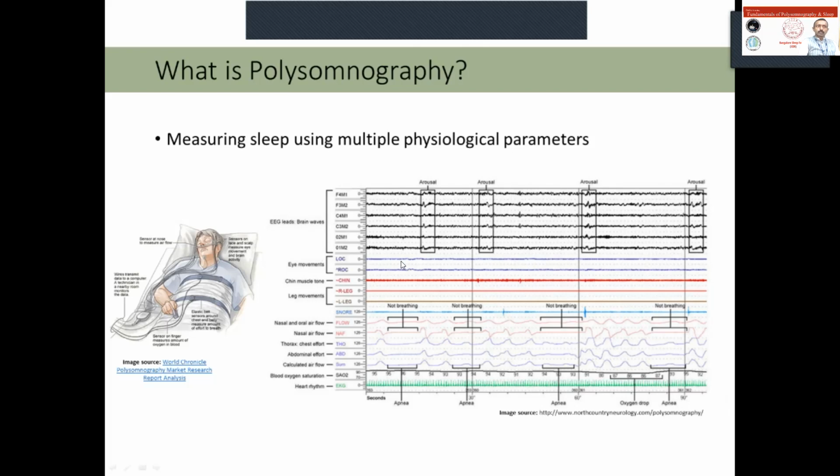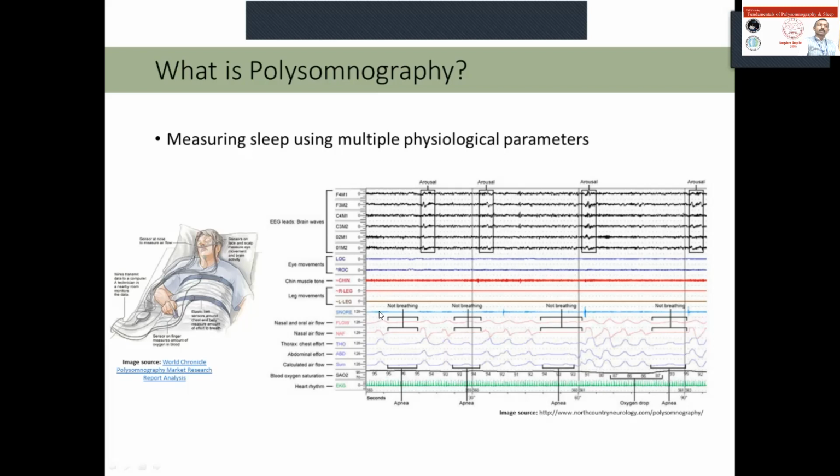The next one is eye movements. LOC means left outer canthus or left eye, and right eye. Then the red traces relate to muscle activities. Usually we have one muscle measurement. It will usually be the chin muscles for sleep staging. But you can also use muscle measurements from your leg or hand based on the assessment plan.